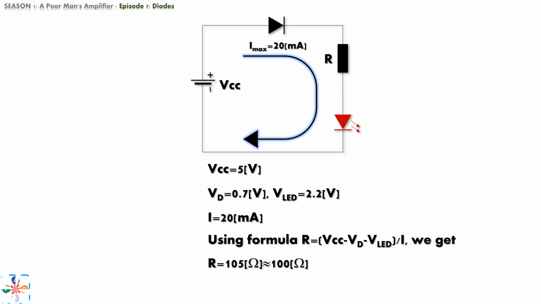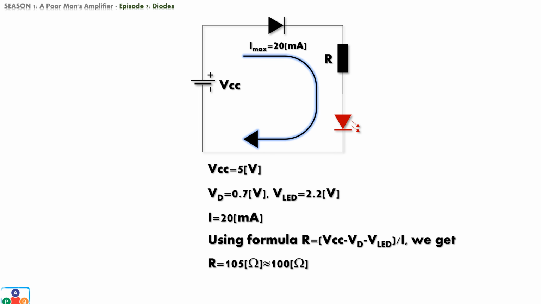So, we can now return to our original circuit and finally calculate the value of resistor R. Using all we have learned so far, let's plug in some numbers. We have a 5 volts DC source, and we have measured the voltage drop across the diode to be 0.7 volts, and we know from before that the voltage drop across the LED is 2.2 volts, and we want 20 milliamperes of current running through the circuit. Using the formula on the screen, we can calculate that we need a resistor with resistance of approximately 105 ohms.